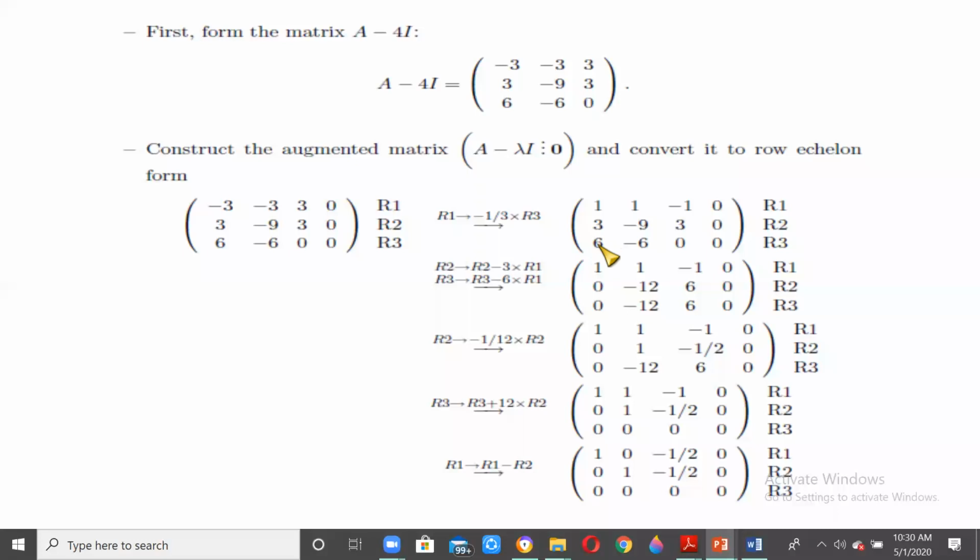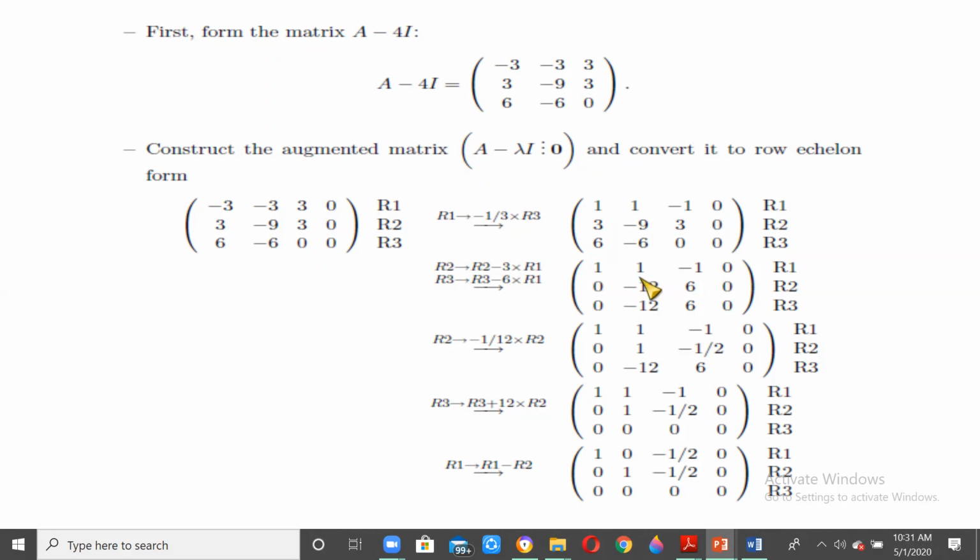Similarly, you want to make this 0. For that, R3 minus 6 R1 should go into R3. 6 minus 6 into 1 will be 0, and that goes here. Minus 6 minus 6 into 1 will give us minus 12. 0 minus of minus 6 will become 6. 0 minus of 0 will become 0. So now both of these have become 0.